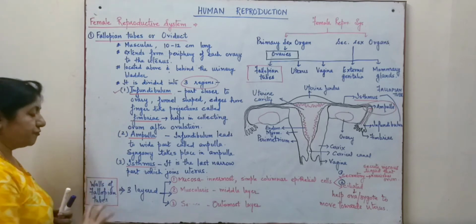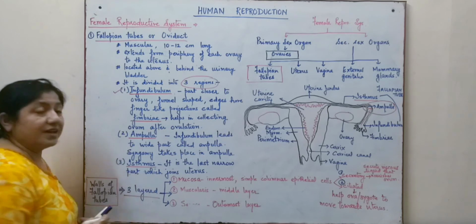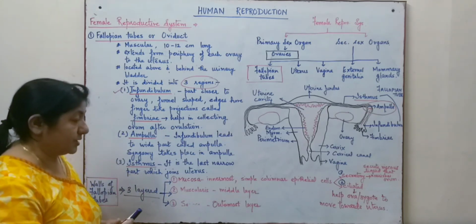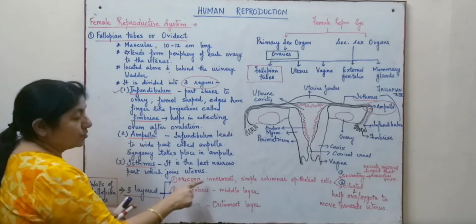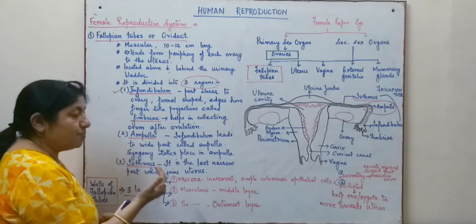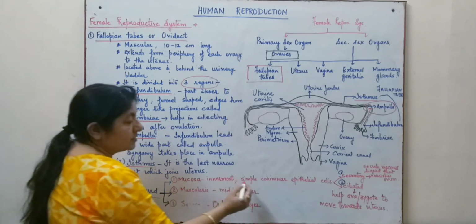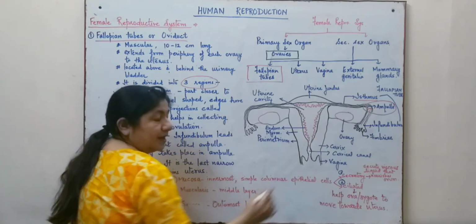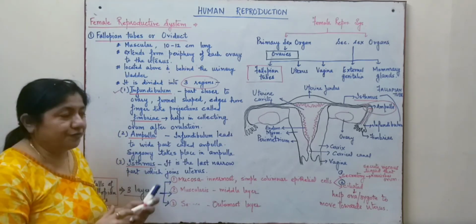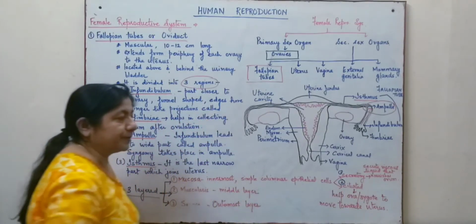Now, when we talk of the walls, the fallopian tube has a three-layered wall. Going from inside out, the innermost layer is the mucosa layer, and it is made up of simple columnar epithelial cells. These simple columnar epithelial cells are further classified into two types: the secretory type and the ciliated type.